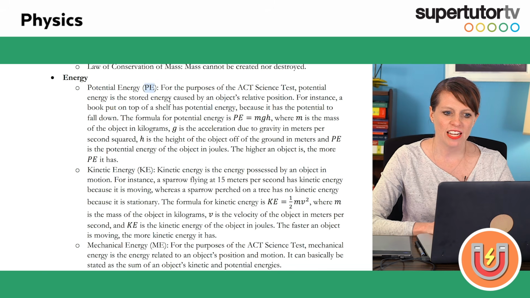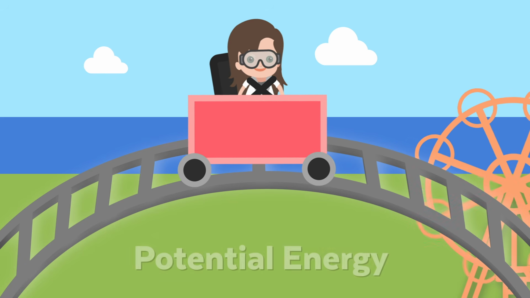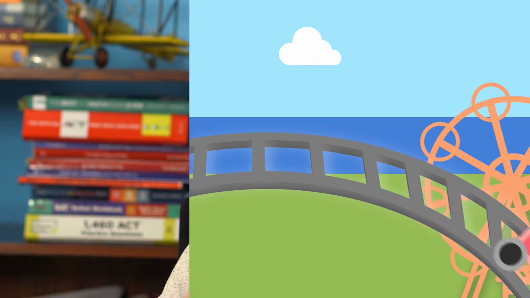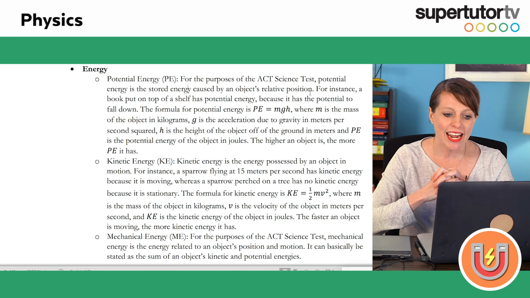Potential energy is stored energy caused by an object's relative position. Like when you're at the top of a roller coaster, right? Your car is at the top of a hill. If you just nudge it a little bit, whoosh, it has all this energy because of where it's positioned. Kinetic energy, on the other hand, is the energy possessed by an object in motion.